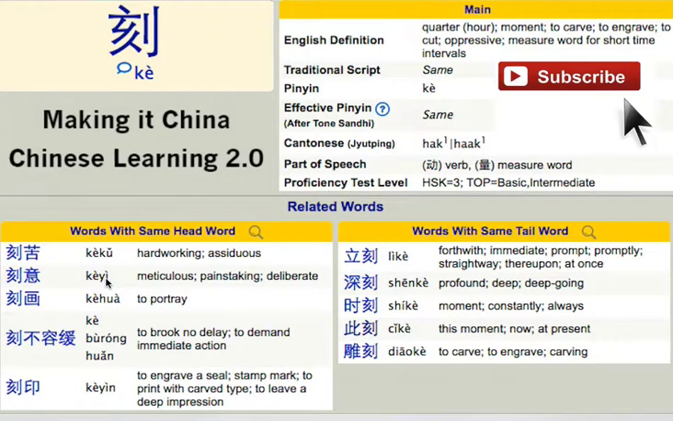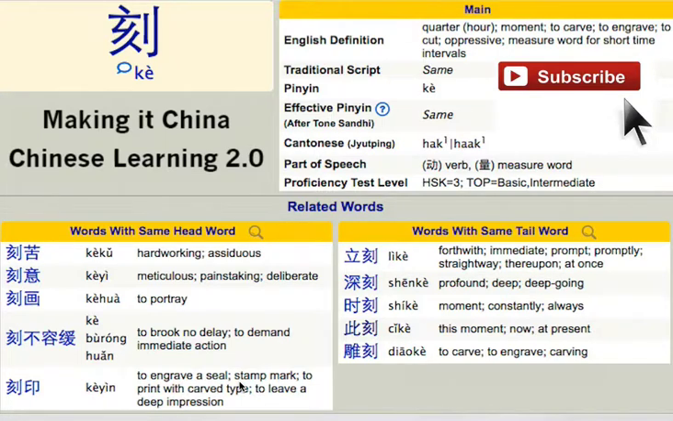Alright, so we have ke yi, ke yin. Look at the yi, look at the yin. Now there are also patterns, similarities in the meaning. Hardworking, meticulous, painstaking, portrait, not really. No delay, demand immediate action: well, you have to do it right now. Hardworking. Engrave a seal, stamp a mark: you do it hard perhaps.